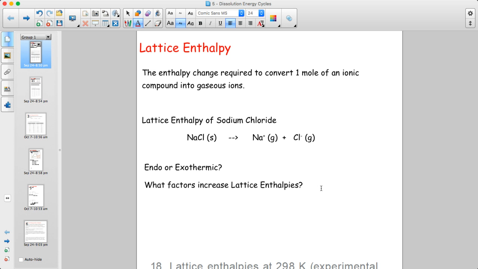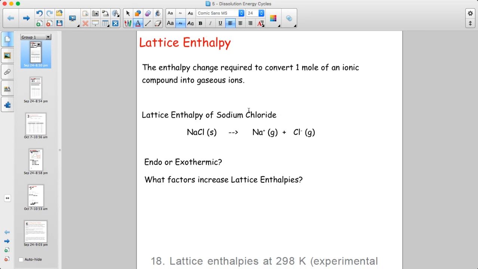Okay, another energy cycle. This one's going to involve ionic compounds. First thing to review is what is a lattice enthalpy? A lattice enthalpy is the enthalpy change required to convert 1 mole of an ionic compound into gaseous ions. Represented with sodium chloride as the example.